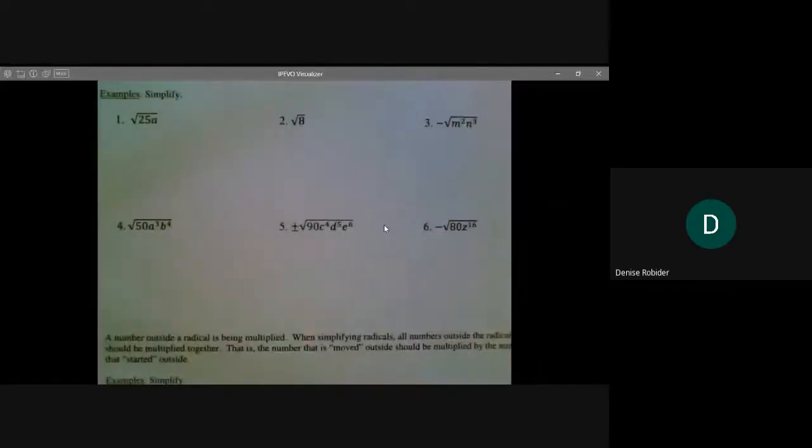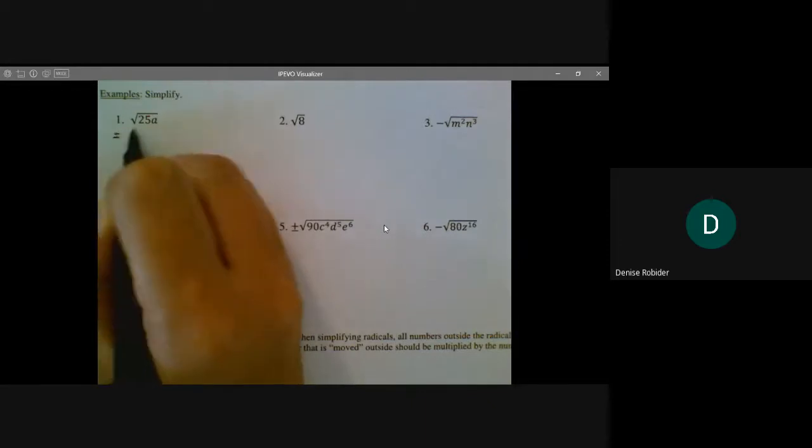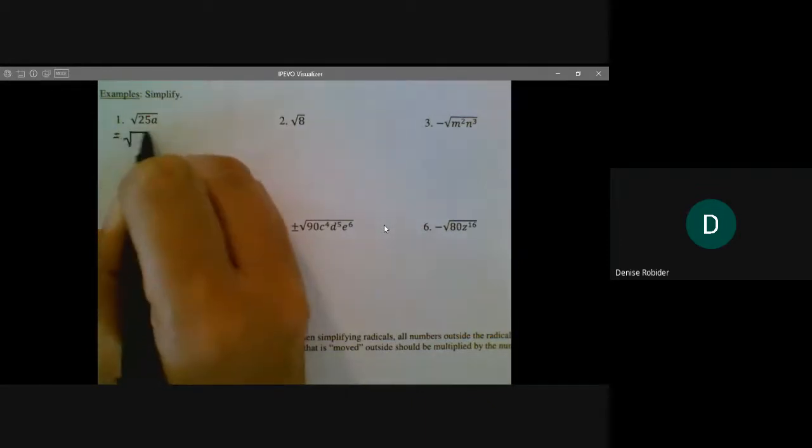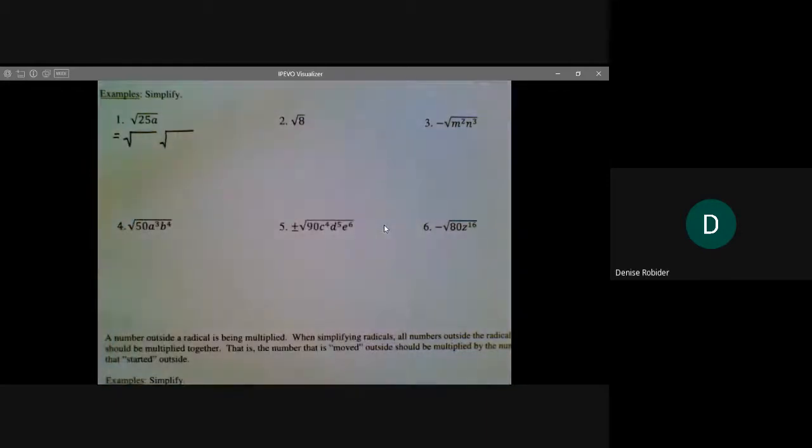Okay, let's talk about these radicals. So we've gone through the directions, hopefully you've gone through them on your own. I'm going to show you how this works. When I look at this, I want all my squares in the front and I want all my non-squares behind. This is what we're doing every single time.